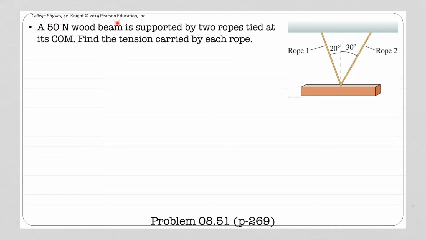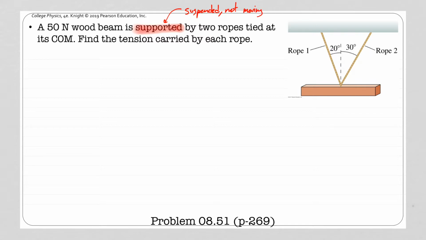Here we have a wood beam that is supported by two ropes that are tied at the center of mass of the wood beam. We want to find the tension carried by each rope. In this case, we're told that this beam is supported by the two ropes. That implies that it is hanging there, it is suspended, and it's not moving.